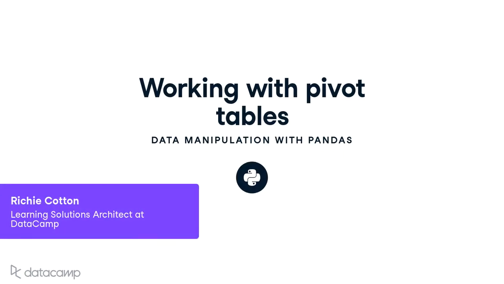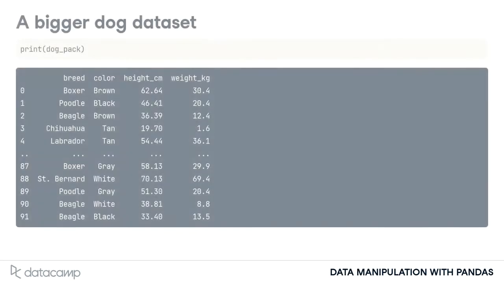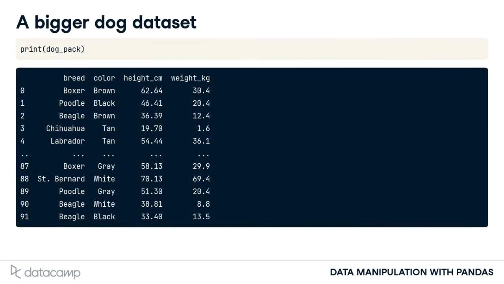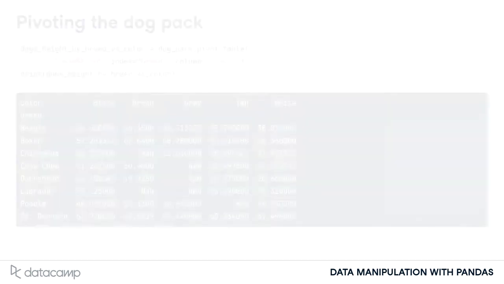You saw how to create pivot tables with Pandas in Chapter 2. In this lesson, you'll perform subsetting and calculations on pivot tables. Here's a larger version of the dog dataset. The extra dogs mean we have something to compute on.